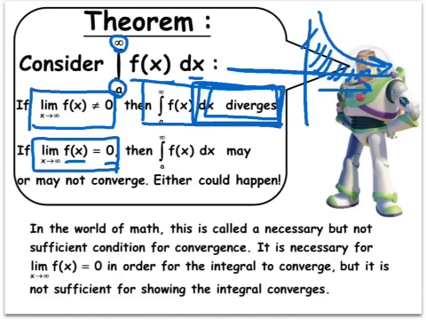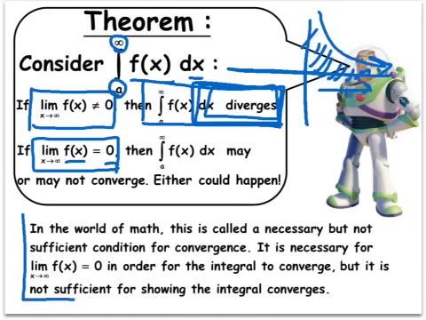We don't know. It could be like that 1 over x squared integrand, where the integral from 1 to infinity of 1 over x squared dx went to 1, or it could be like the integral from 1 to infinity of 1 over x without the squared dx, which went to infinity.